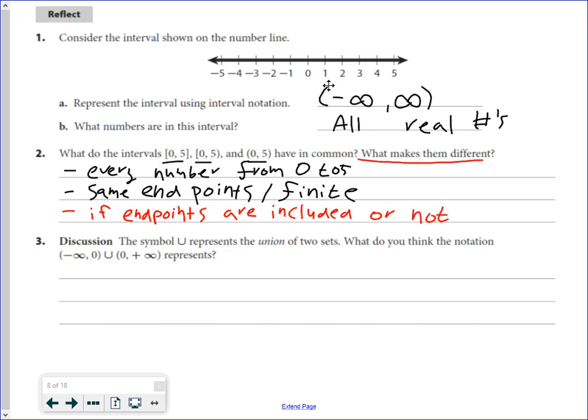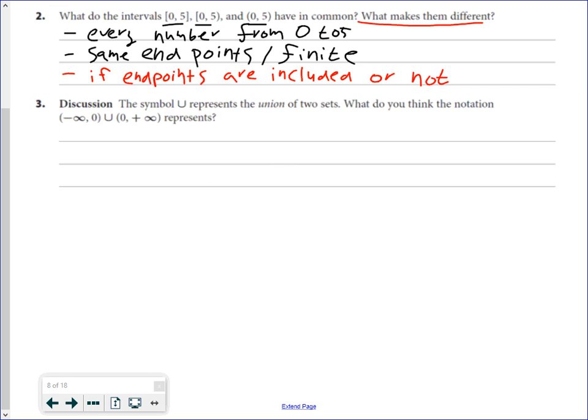So for number 3, we're told the symbol U represents the union of two sets. So that's what it stands for. It means the union of two sets. Or in other words, you're kind of just adding the two sets together.